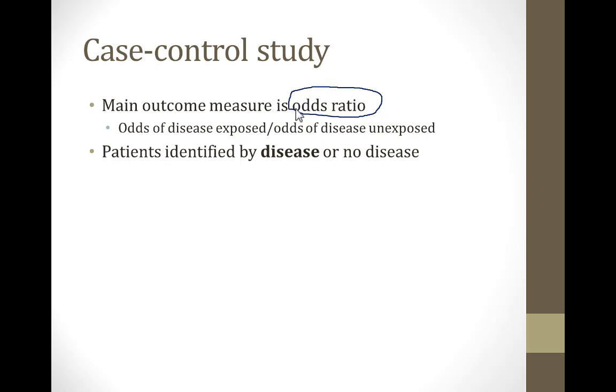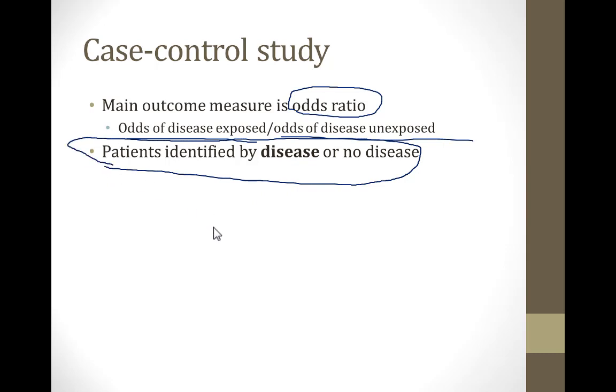You can't calculate a risk ratio from a case control study like you do for cohort studies because the results are not reliable, and I talk about that in much more detail in another module on quantifying risk. But an odds ratio represents the odds of disease in the exposed patients compared to the odds of disease in the unexposed. It's a key point to remember that case control studies identify patients by disease or no disease. And this makes them very different from cohort studies.